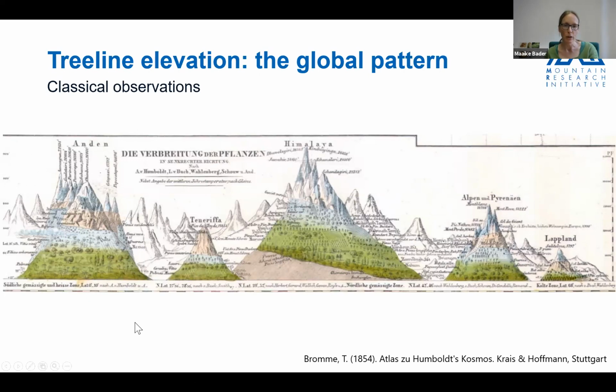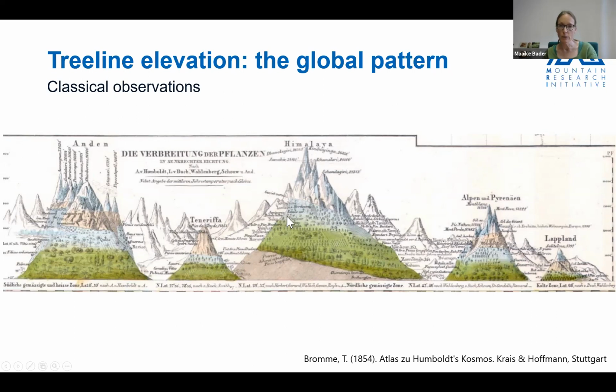So this is a drawing by Alexander von Humboldt, where he observed certain geographical patterns. One of those is that in the Andes, this is the tropical Andes here, the tree line is at quite high elevation. At the subtropical island of Tenerife, it's at a somewhat lower elevation, but at subtropical continental mountains, it's again at a very high elevation, in fact, at the highest elevation that we have.